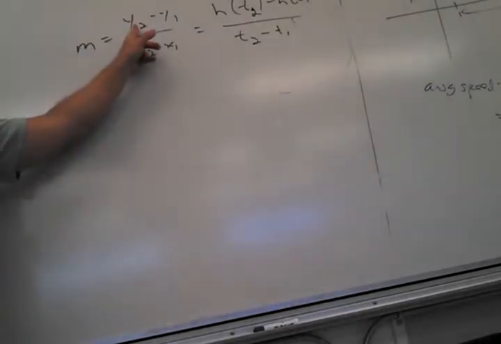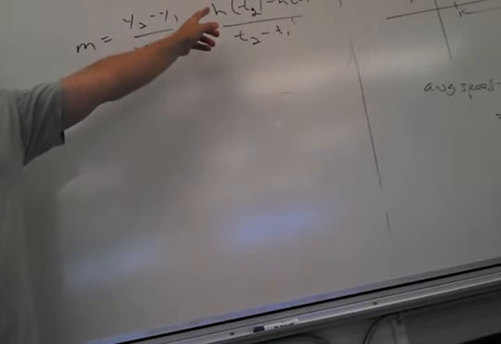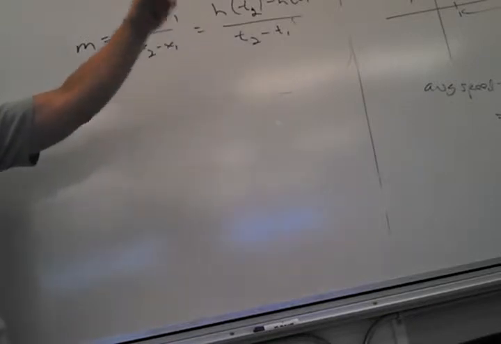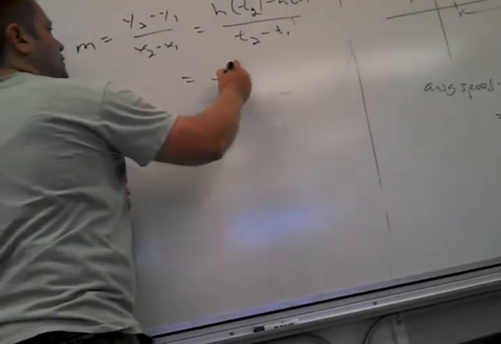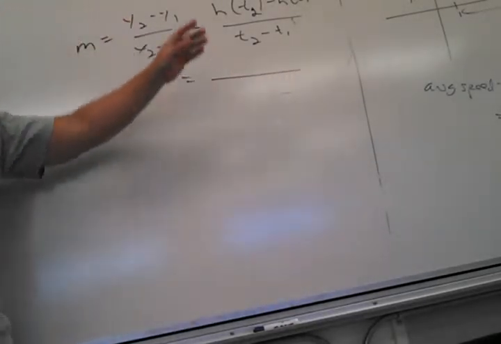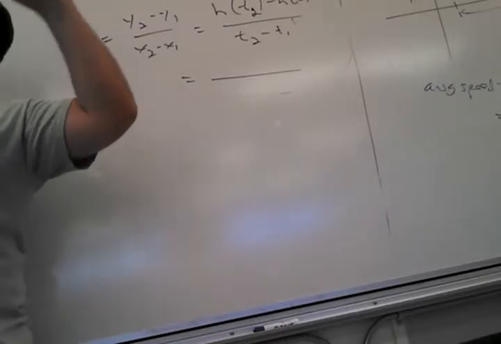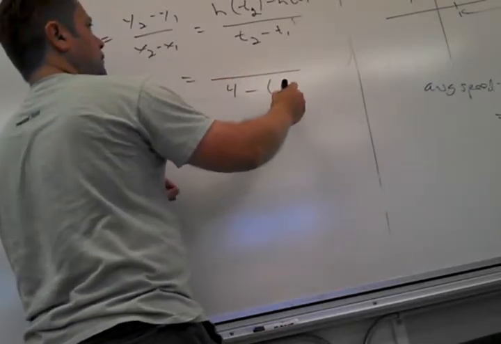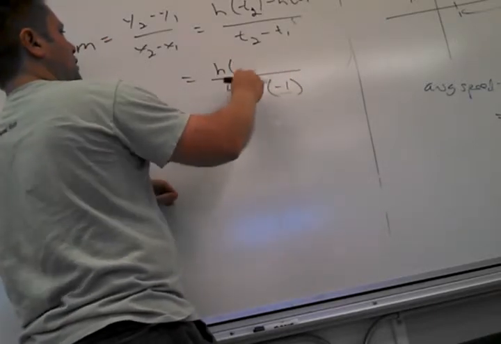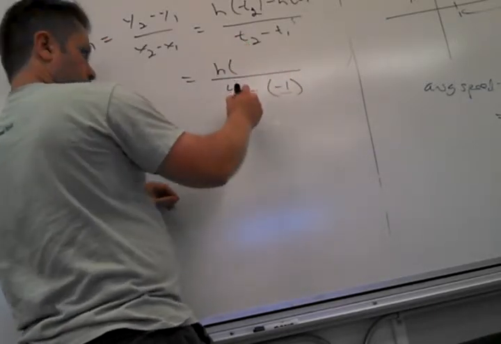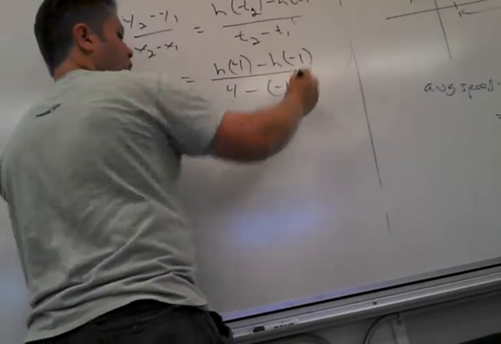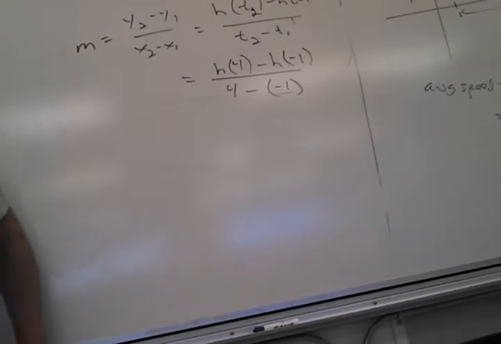And don't make too much of this. Are you with me? So I'm just replacing the y's with h of t's. But to get y2 specifically, I have to use t2, the input. So this makes this much easier when you realize that's all you're doing. So what's the second t? It's 4, right? And the first t is -1. So on top we'll put h of 4 minus h of -1. Kind of with me?